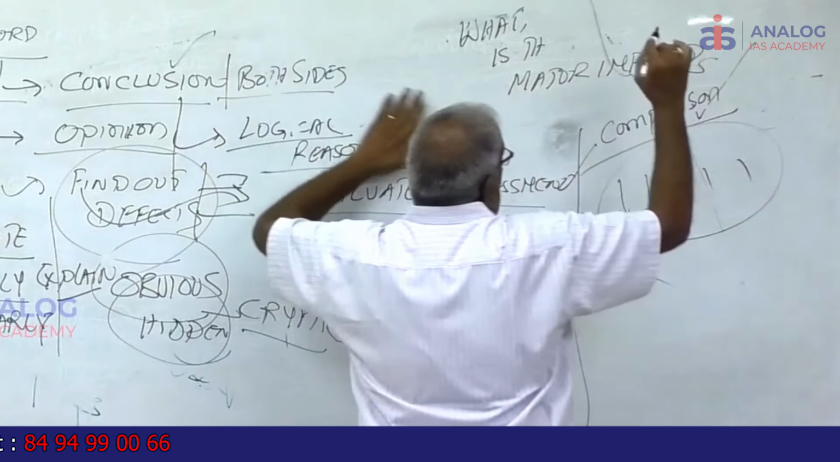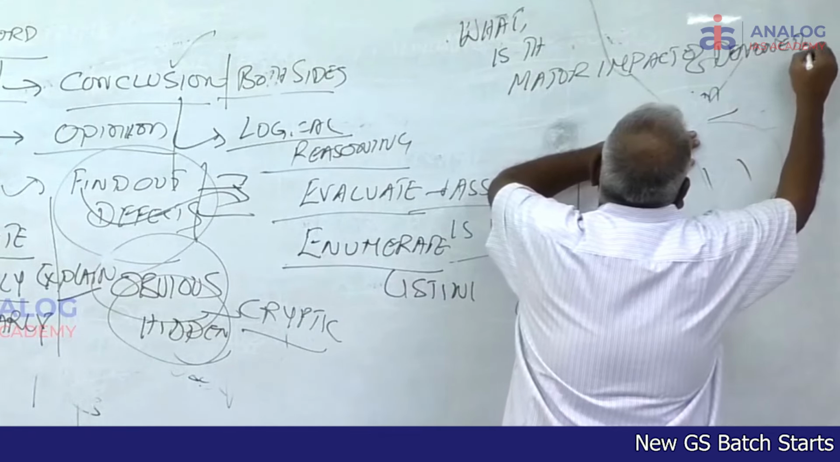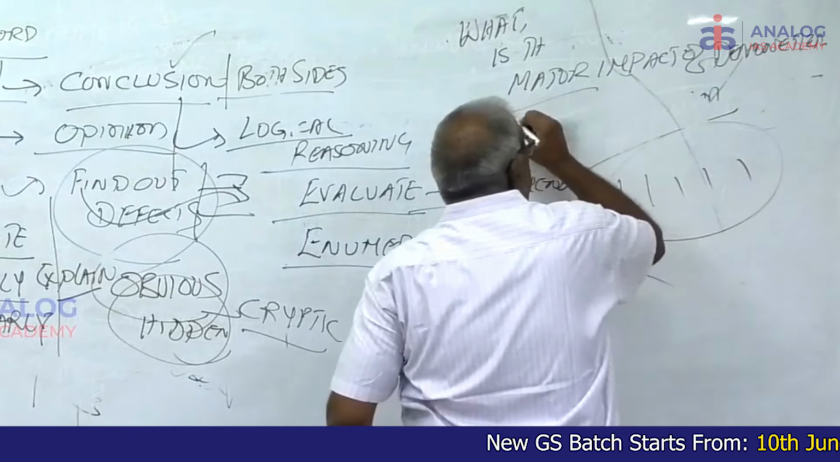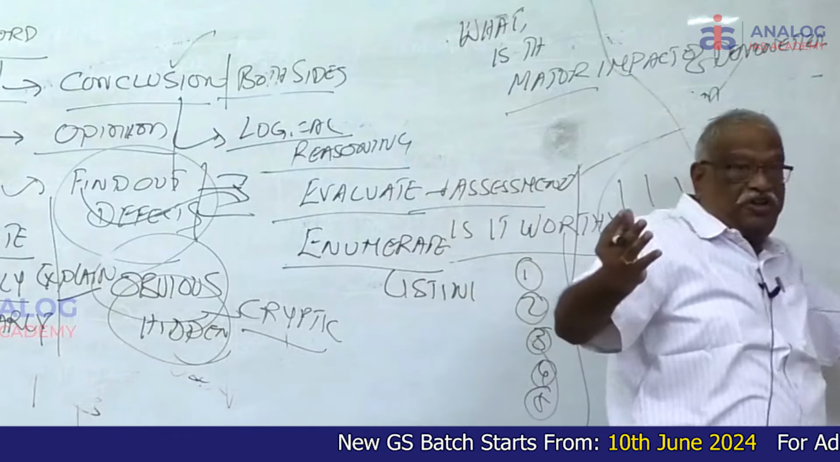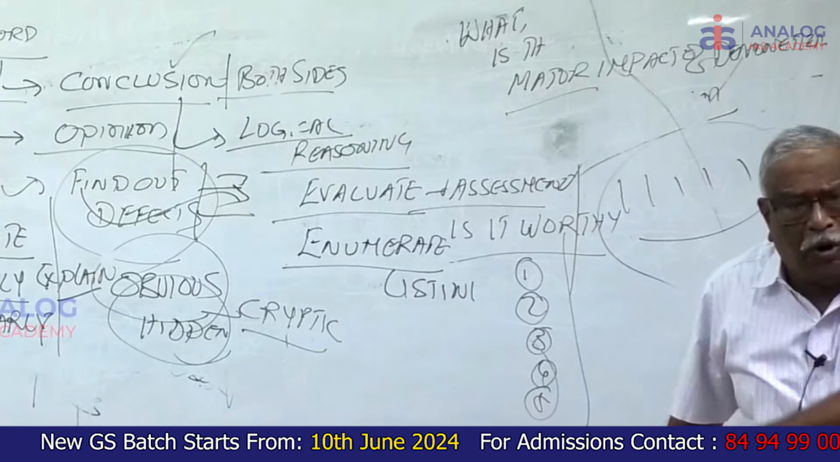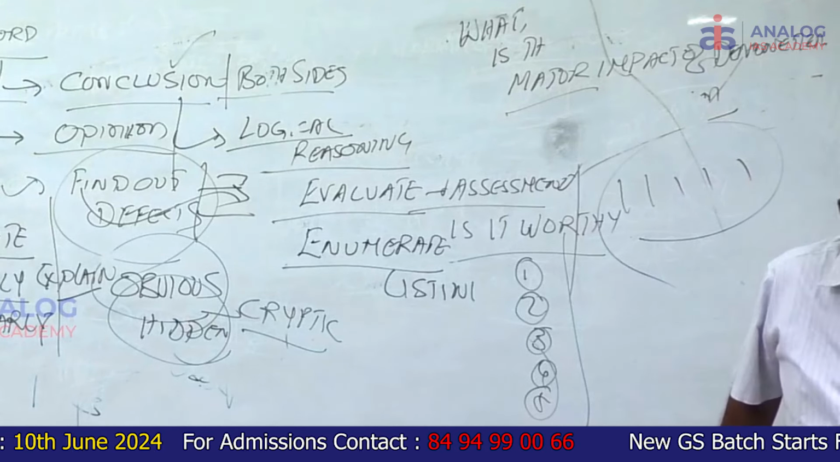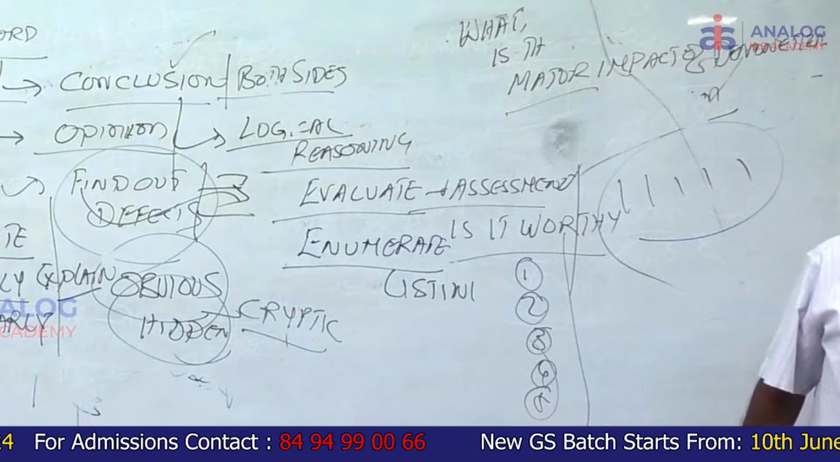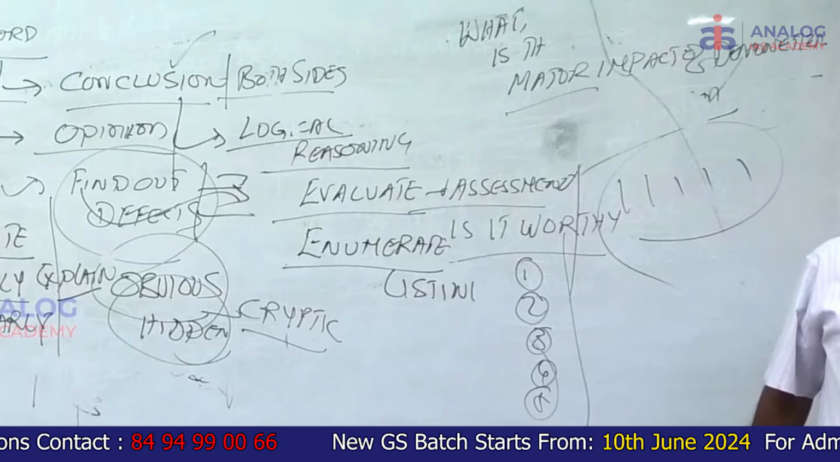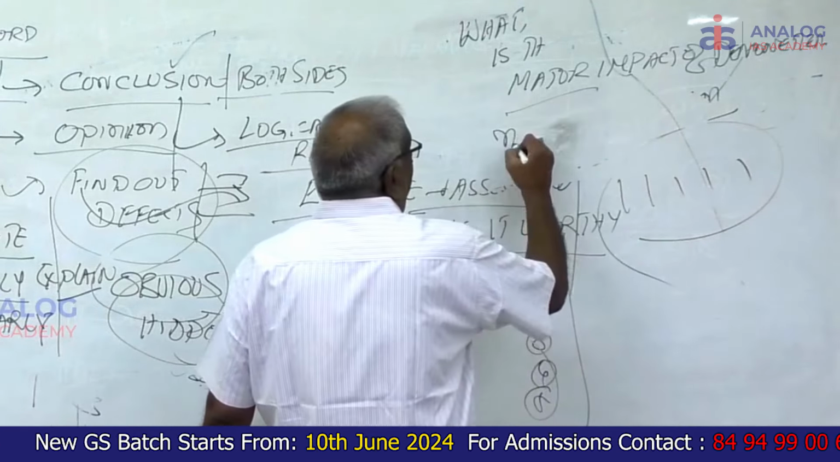Say, for example, the impact of demonetization. Major means there are many consequences. Among all the consequences, something is very important. What is that important consequence that has happened because of demonetization? Maybe one or two. In that case, you will write an answer. There are, say, for example, more than one.